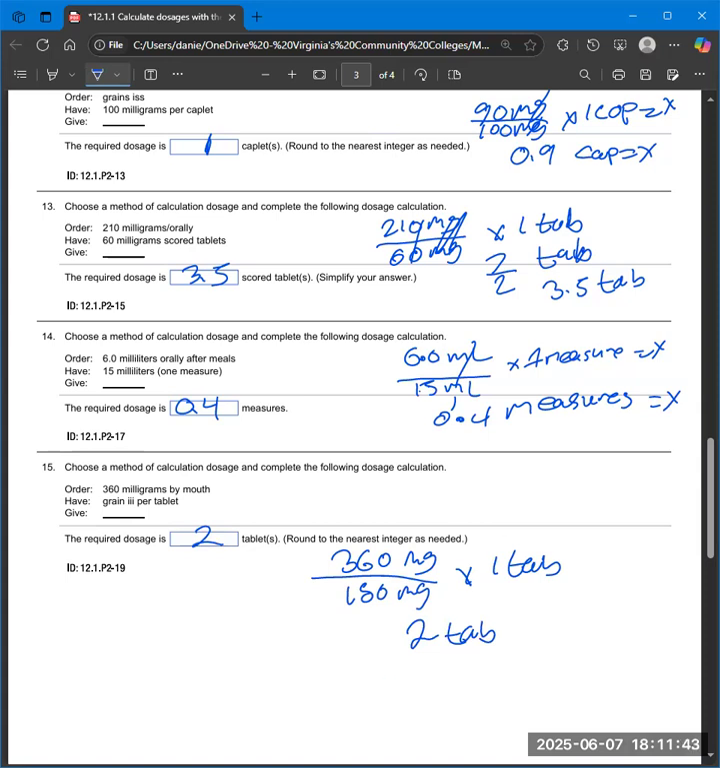And we'll come back next time, talk about 12.1 Objective 2, where we use drug labels to gather dosage information to calculate dosages. See you for the next video.